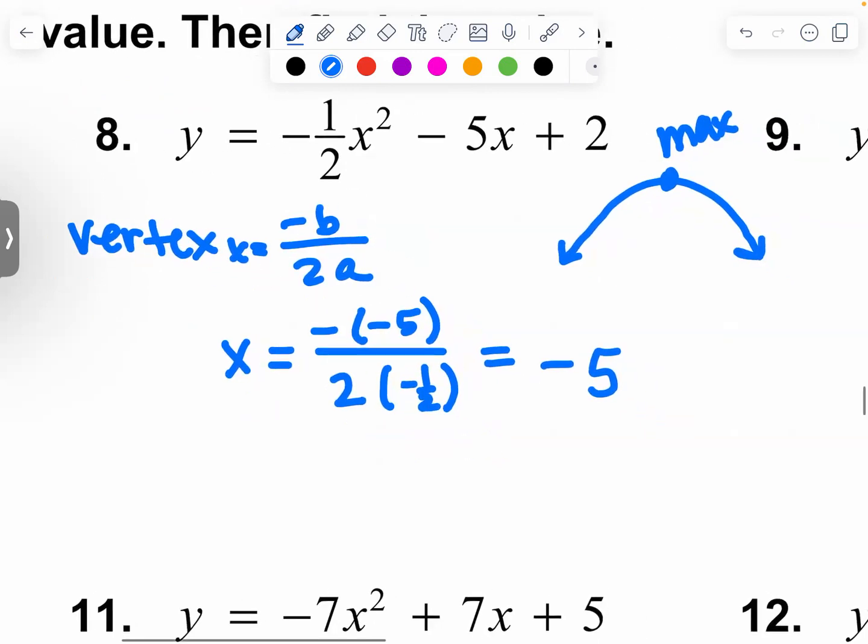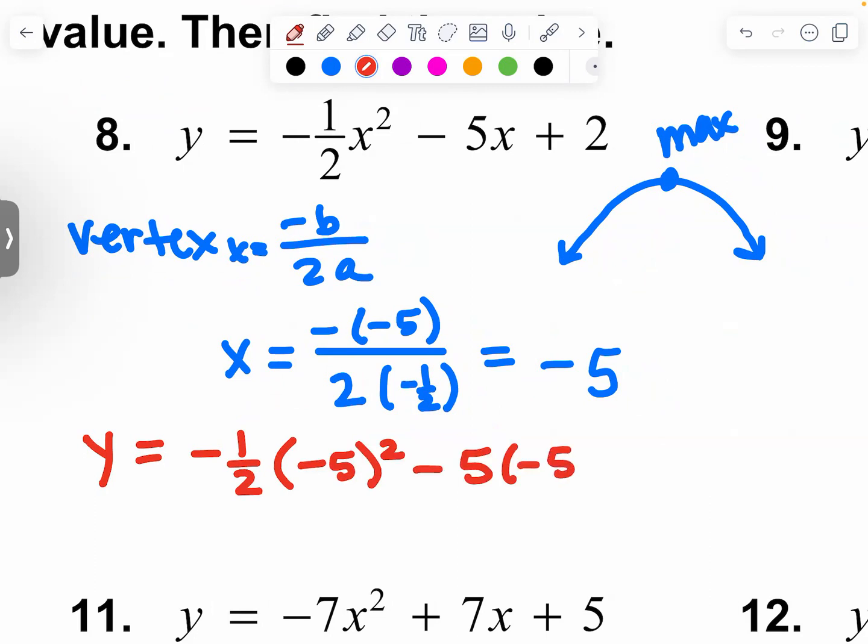I need you to focus a little bit more. Lock it in. Okay, so now let's plug this back in. -1/2 times 5 squared minus 5 times 5 plus 2. Ooh, this is fun.